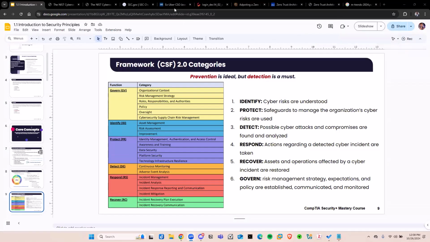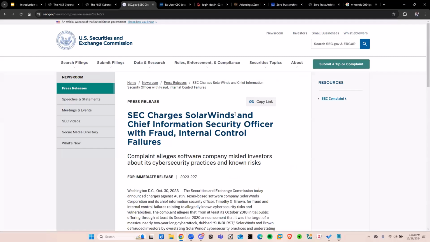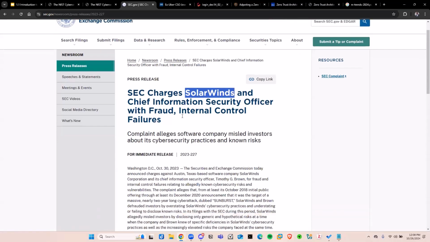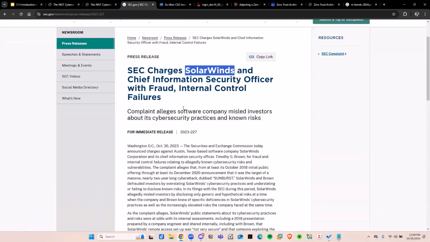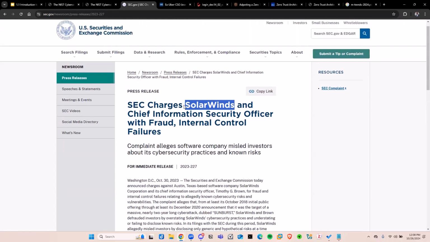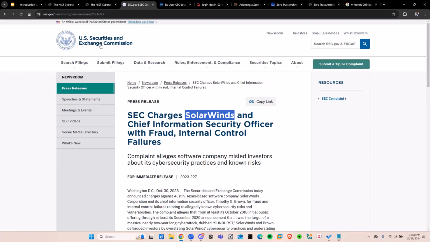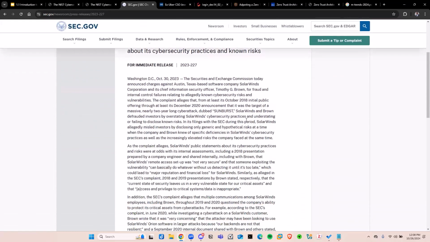Actually, there's two cases. There is one with SolarWinds. SolarWinds got attacked in 2020, going to 2021, I believe. They got attacked, and come to find out, it was the executives' fault. Yeah, they misled the investors. Guess what the Securities and Exchange Commission did? Yeah, they sued them.